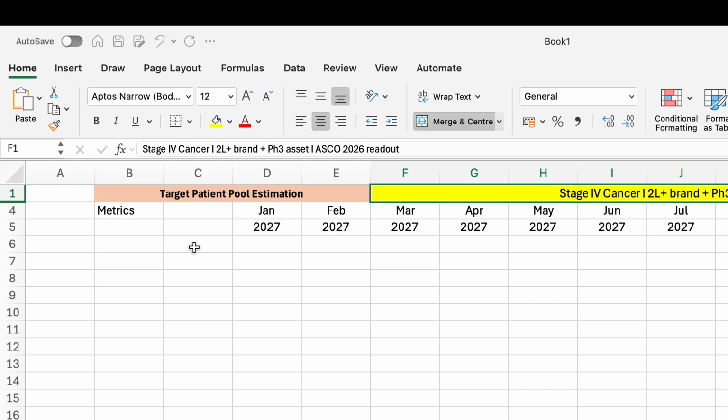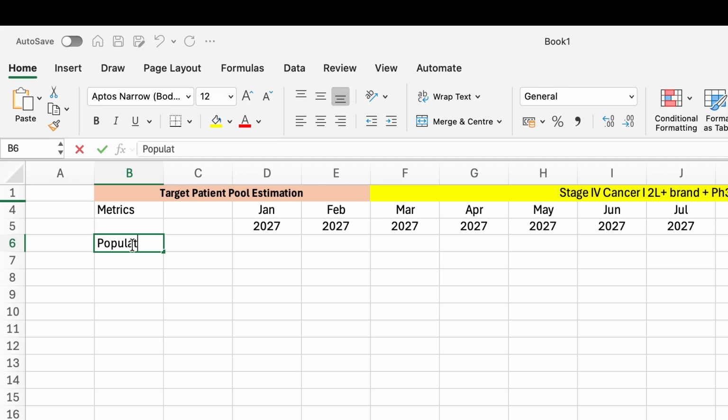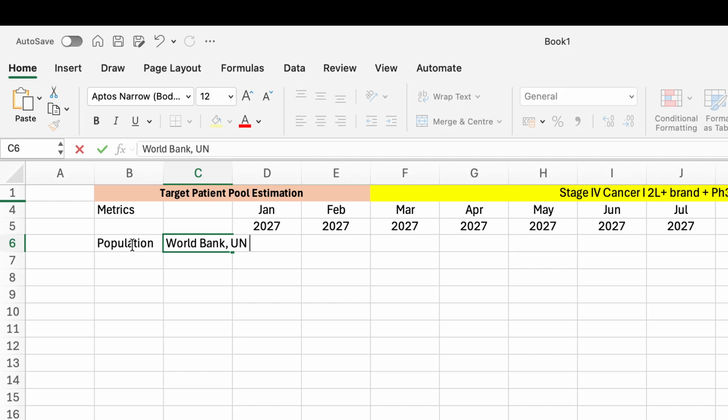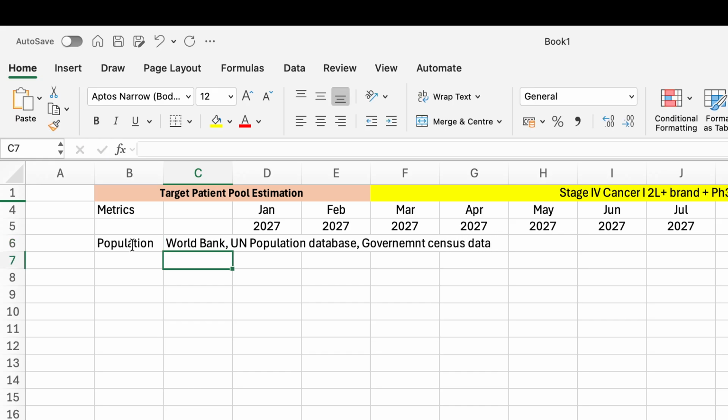So every forecast starts with the population, right? So here, in the upcoming videos, I would be using mainly country level population. You can source this kind of information from World Bank, then we have the UN population database, then we have government census data also. So these are the major sources where you extract your population from. So this becomes our base denominator, I would say.